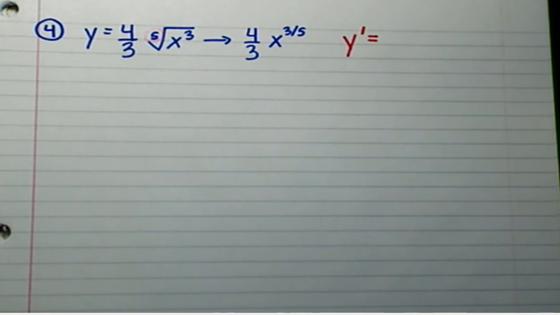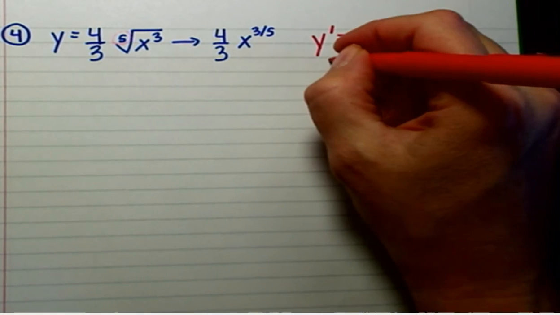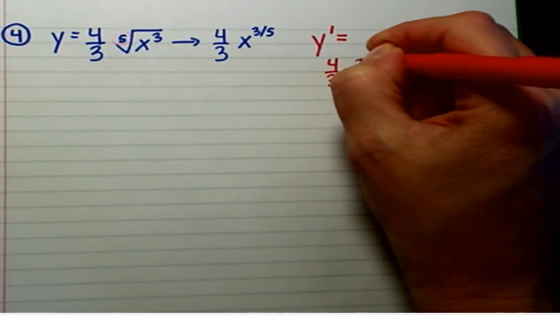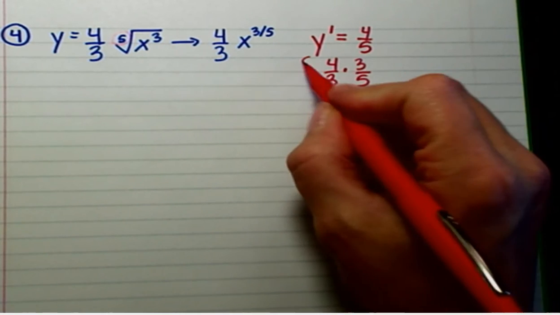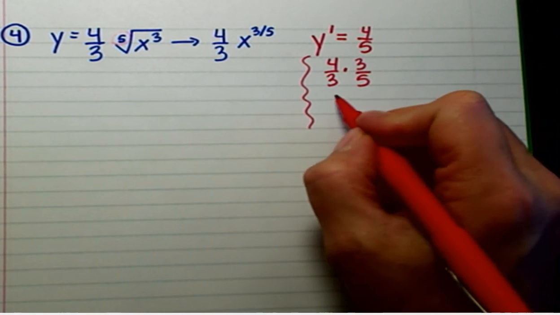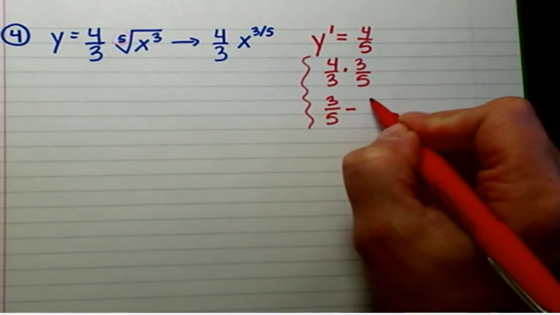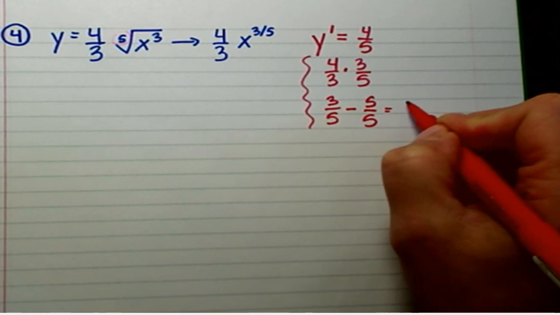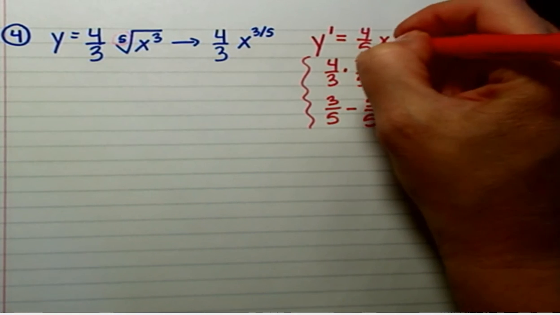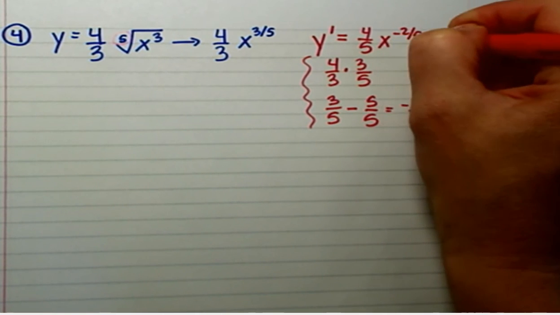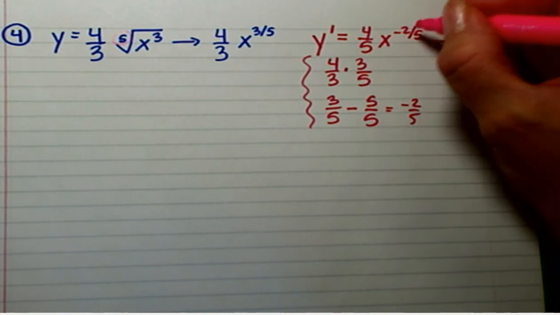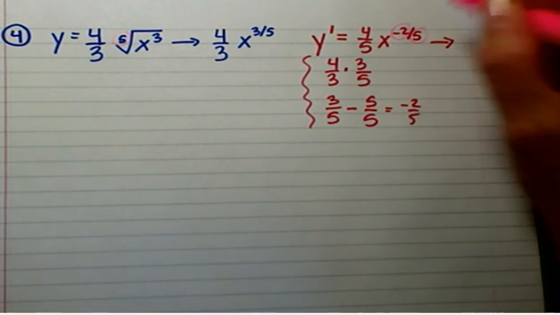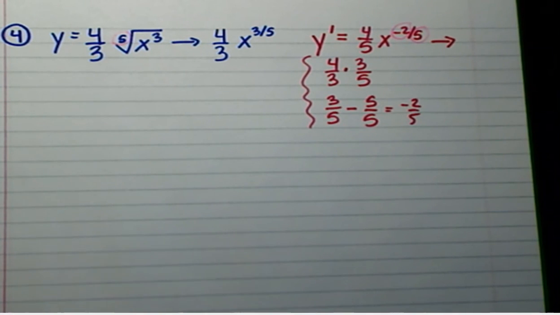Now I do the derivative. So 4/3 times 3/5. Okay, so that's 4/5. Right, this is my scratch work. Subtract 1. X to the negative 2/5. Oh, okay, so I have a negative exponent and a root. So both of those things have to change.